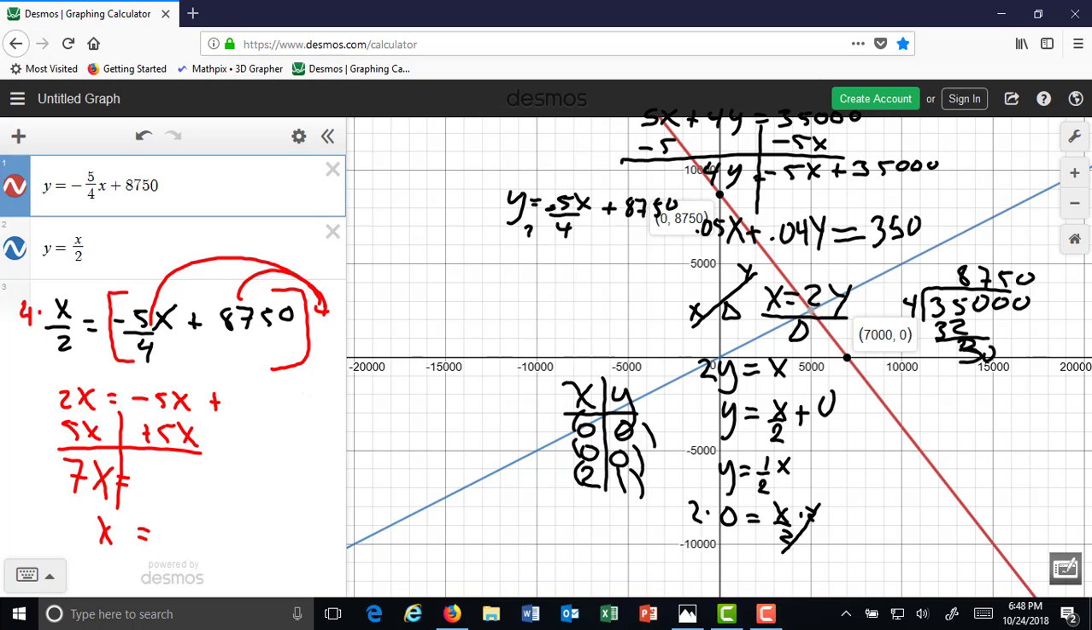Okay. And that's going to be, what is it? Plus 35,000? Yep. And 7 goes into 35. Yeah. What? 5,000? Yep. Now, does that look reasonable? Oh, it kind of does. Look. Look at that.